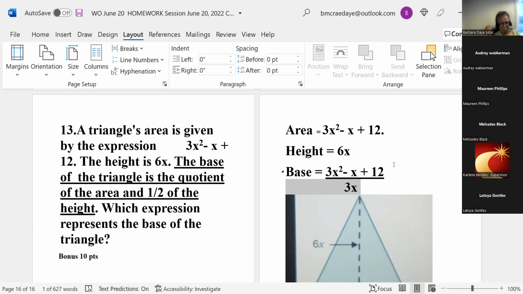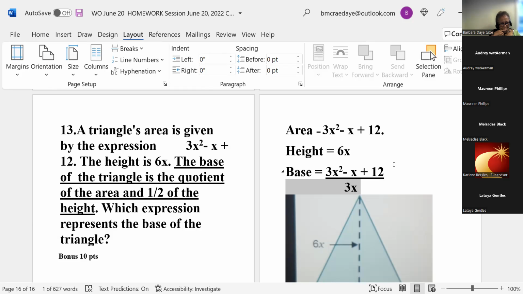She didn't read it that way. Mercedes? Don't try to change math, Mercedes. I'm not trying to change that. Somebody do it. Mercedes, if the height is 6x, what's half of 6x? Now you're talking to me. That's 3x. That's it.